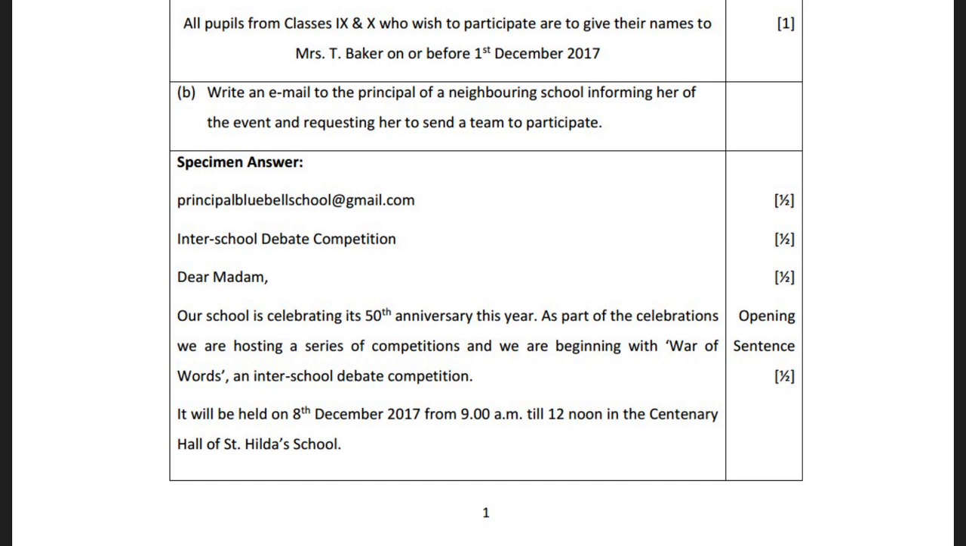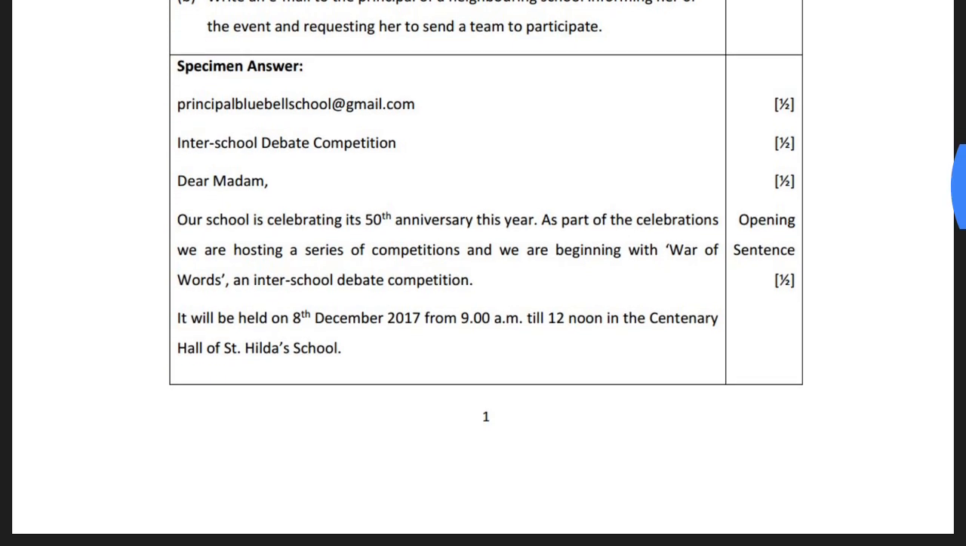So it will be held. Now you are in the second paragraph, mentioning the date, on 8th December, and the year. From, first of all date, then comes time, and till when will it continue? Till 12 noon. Where will it be held? The venue has to be mentioned also here. Centenary Hall of St. Hilda's School.